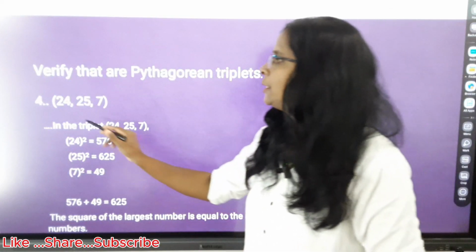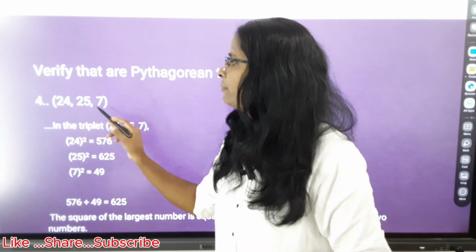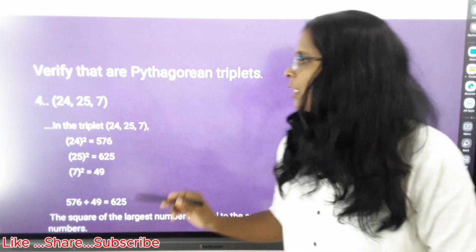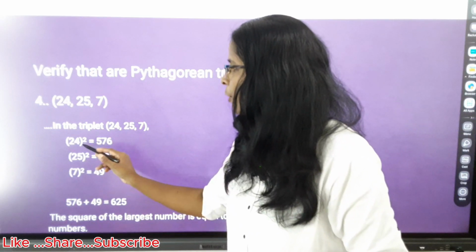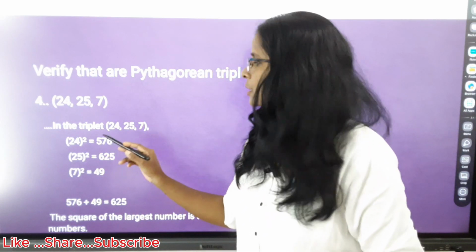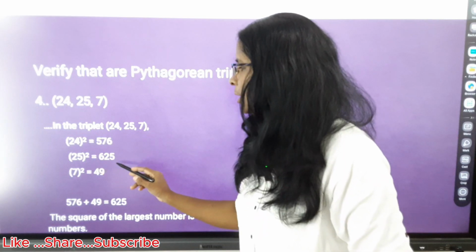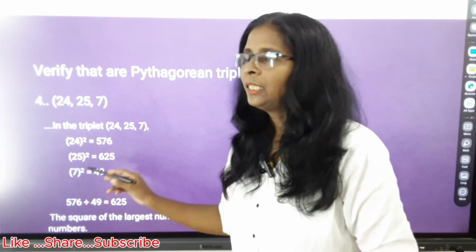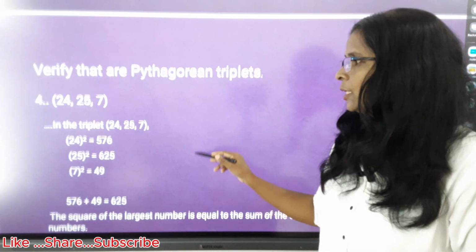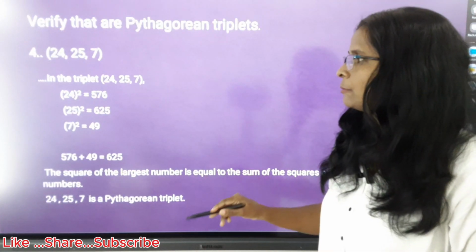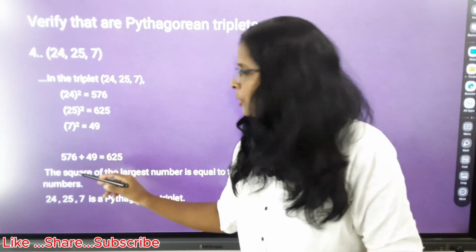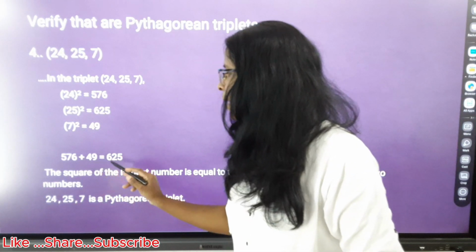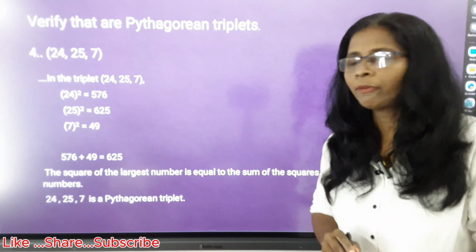See here the triplet is 24, 25, 7. So in this triplet, square these three numbers. Square of 24 is 576. Square of 25 is 625. Square of 7 is 49. So here the smaller numbers are 576 and 49. So the sum of them: 576 plus 49 is equal to 625.